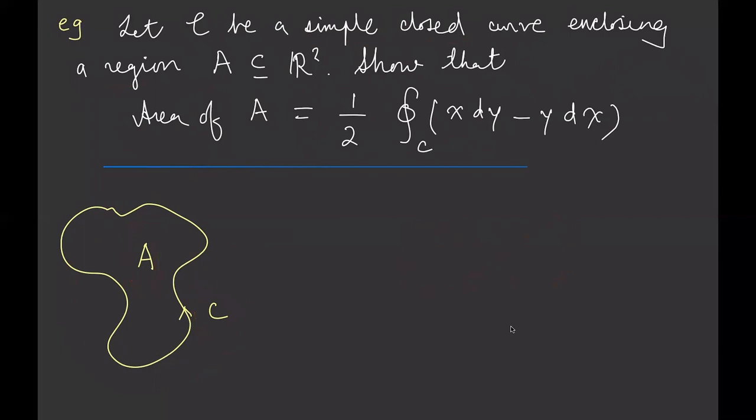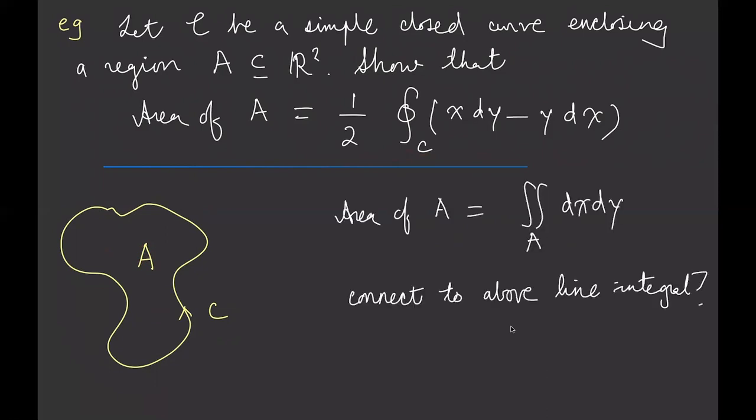Okay, and what you're asked to show is that the area of this region A, so the actual area of this region, can be represented in terms of a particular line integral over the boundary of A. And this seems like a pretty interesting result, in the sense that you're trying to figure out an area here, and what this is telling us is that we don't really need to figure it out as an area. We can actually figure it out by doing a line integral around it, which is kind of amazing.